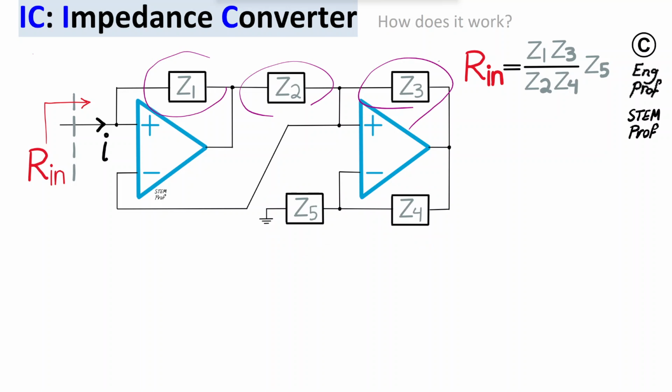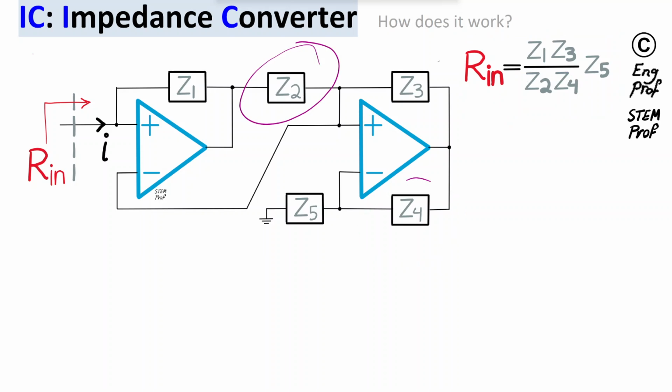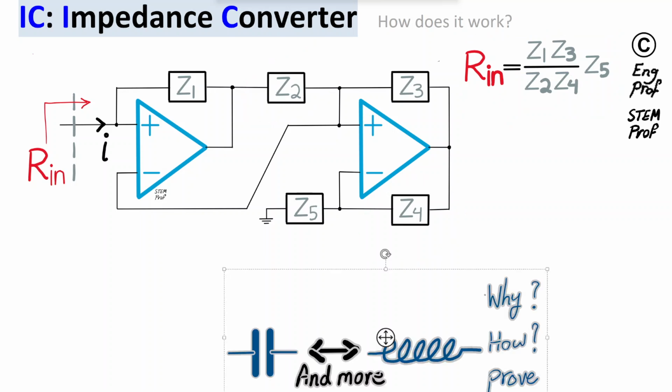What we want to show is that the input impedance R in or Z in, as observed from the perspective of this terminal with respect to ground, is equal to Z1, Z3, Z5 in the numerator divided by Z2, Z4, Z2, Z4 being these two. So it's a very interesting relationship. You would say, okay, what's the use case of this?